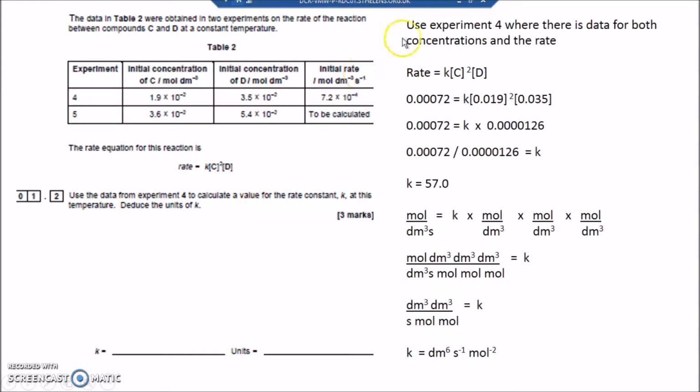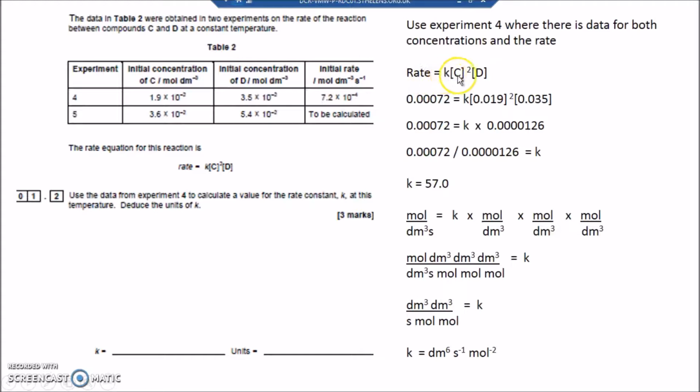Let's do spoilers again. So in experiment 4, where there's data for both concentrations and the rate, we've got everything in experiment 4. We've got the rate, 7.2 times 10 to the minus 4. We've not got the rate constant, K. We've got C, the concentration of C, so we can work out C squared, and we've got the concentration of D. We've got everything in that equation apart from the rate constant. So we put these numbers in, and we can work out the rate constant here.